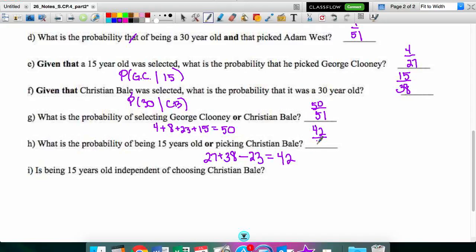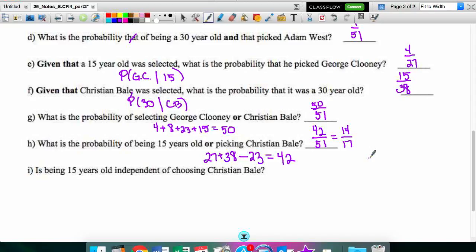And this will be out of the total. Both of these numbers are divisible by 3. So dividing these by 3, let's see here. 3 goes into 42, looks like 14 times, and 3 goes into 51, 17 times. So my probability of a 15-year-old or someone who selected Christian Bale is 14 out of 17. So again, pretty high chances that I'm going to pick a 15-year-old or somebody that likes Christian Bale.